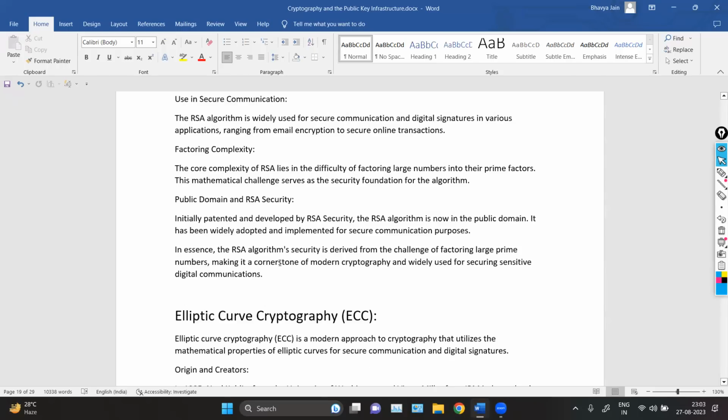Then we have factorial complexity. One second.